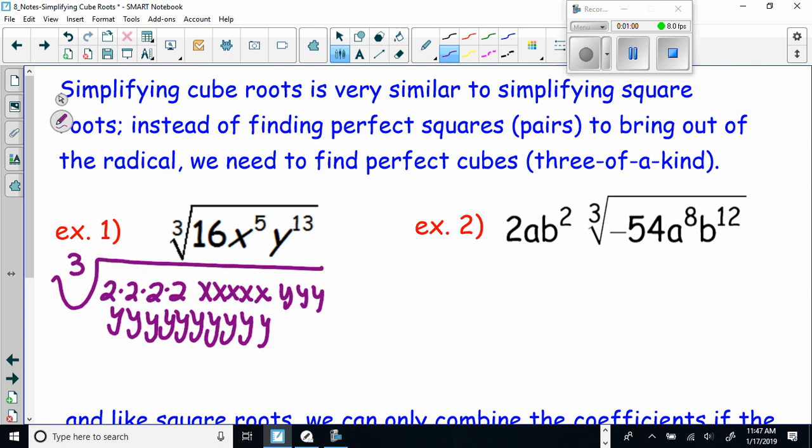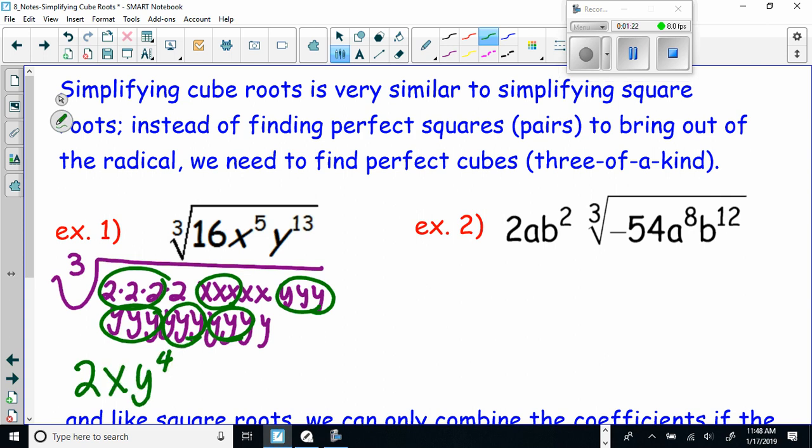Now I'm going to look for my 3 of a kinds. Okay? So I see I have 3 2's, and I've got 3 x's, and I've got y's 1, 2, 3, 4 times. So I get to pull all those out. I'm going to pull out a 2 and an x and a y to the 4th. Underneath my cube root, I have a 2 left, I have x squared left, and I have a y left. And so that's my final answer.